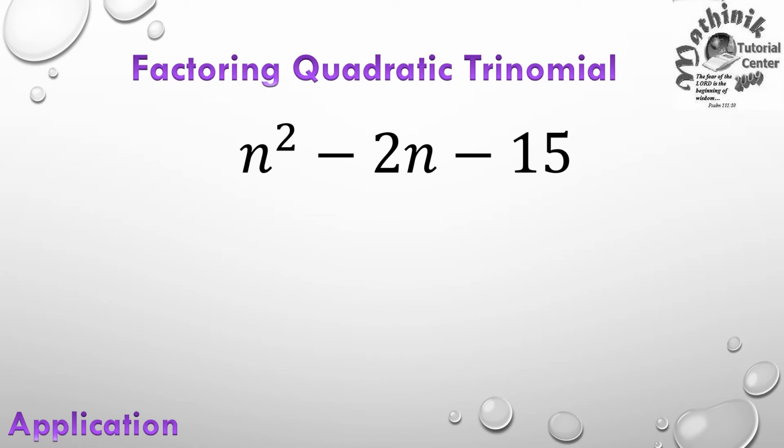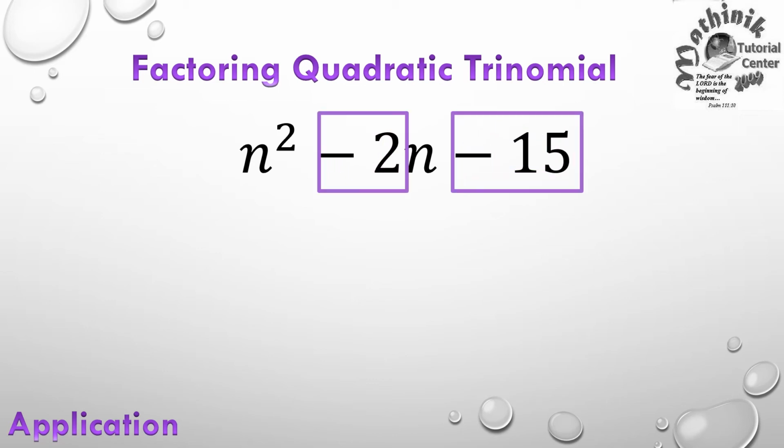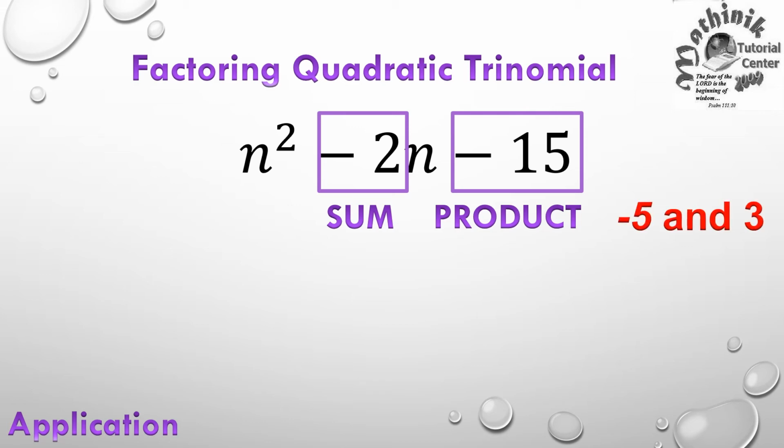Let's say we have a quadratic trinomial using another variable n. So we have n squared minus 2n minus 15. b is negative 2 and c is negative 15. We think of the two numbers again, whose sum is negative 2 and whose product is negative 15. What are the two numbers? If you have practiced the previous activity, then you can easily get these two numbers. They are negative 5 and 3. Therefore, the factors for this trinomial will be n minus 5 times n plus 3.